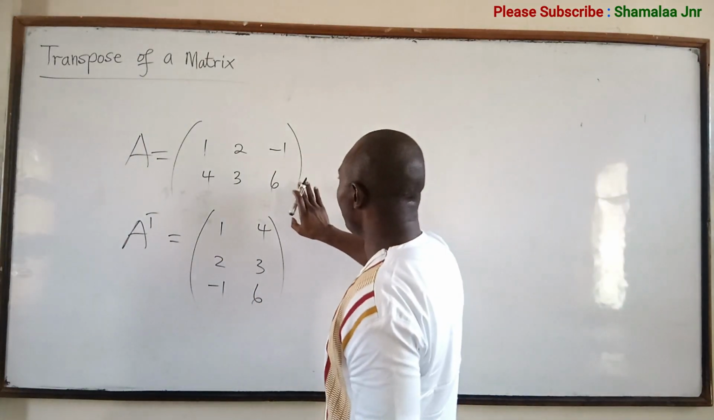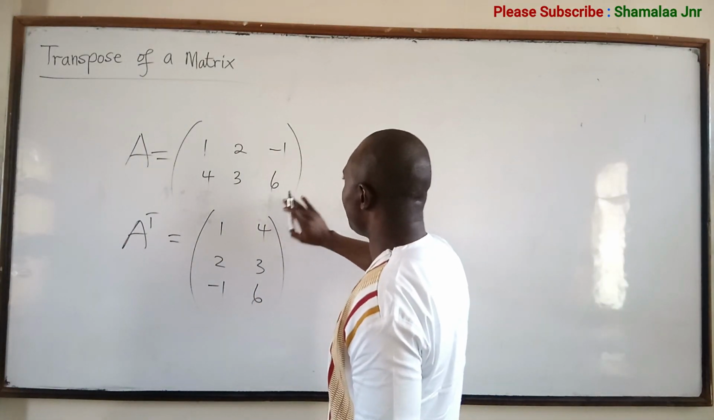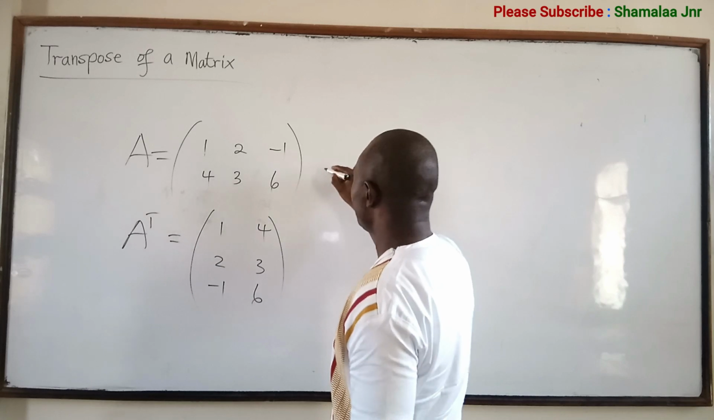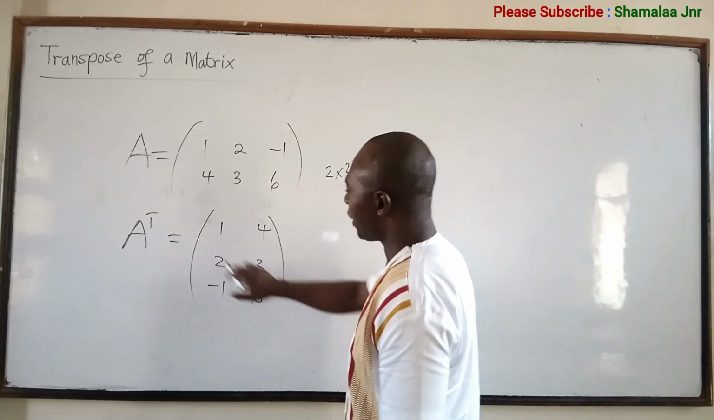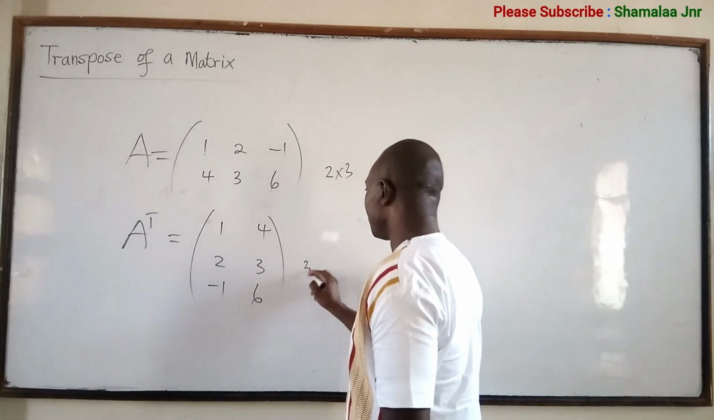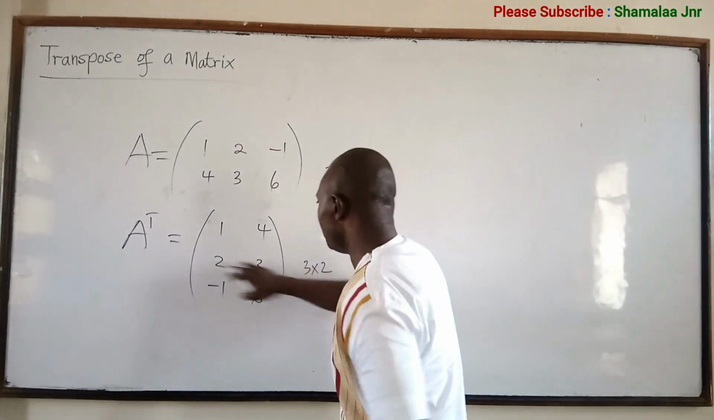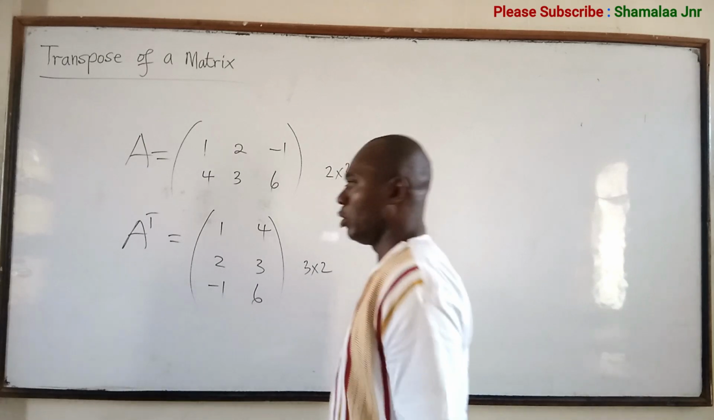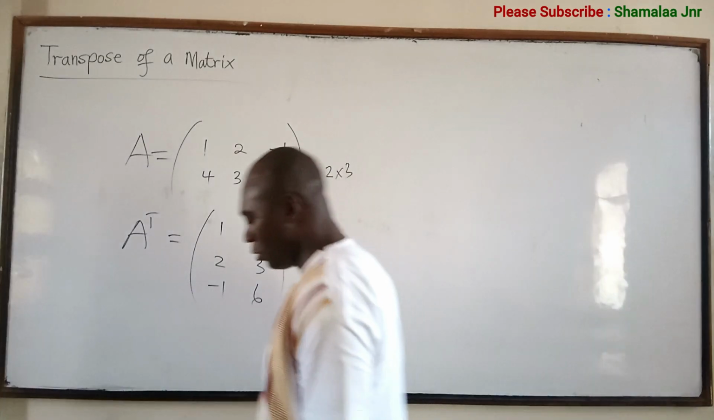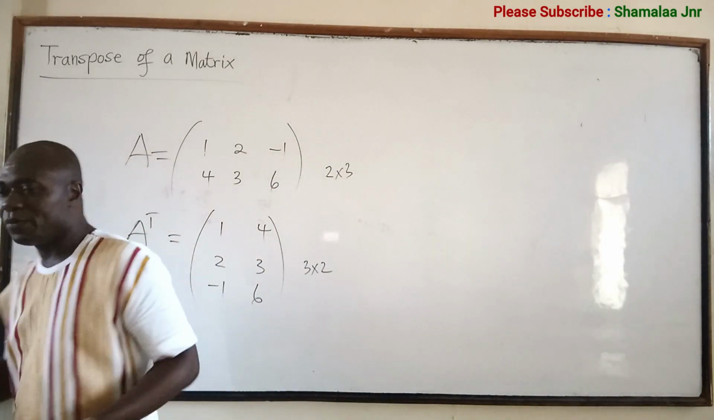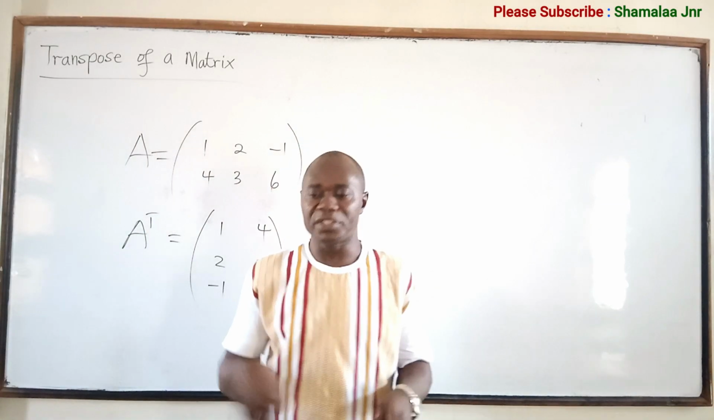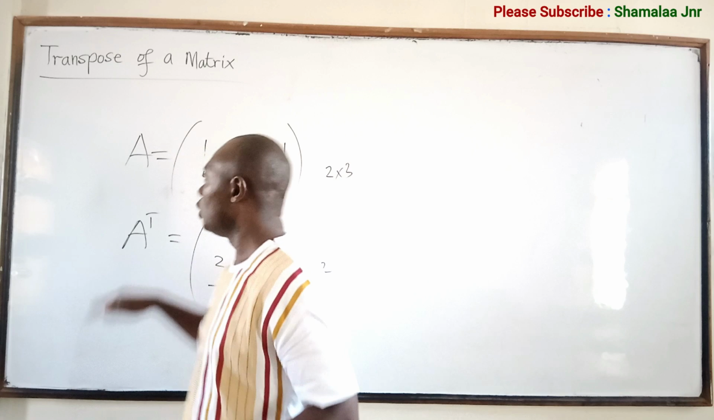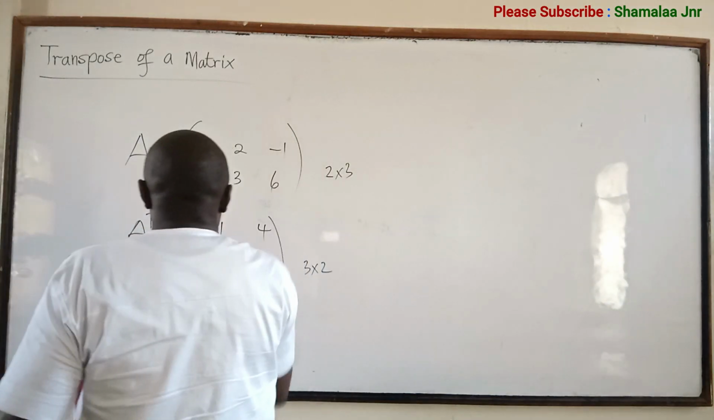You see, the order of the given matrix was 2 by 3. After transposing it, it has become 3 by 2: 3 rows, 2 columns. So when you are asked to find the transpose of any matrix, all that you have to do is to interchange the rows and columns. You pick the rows and make them columns.